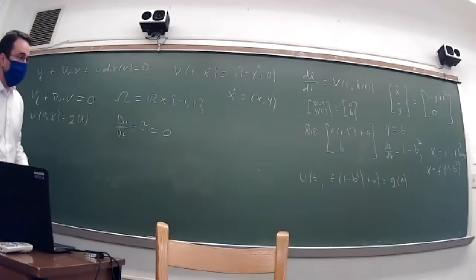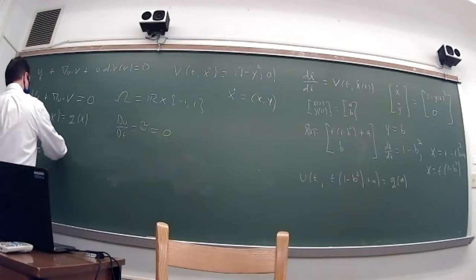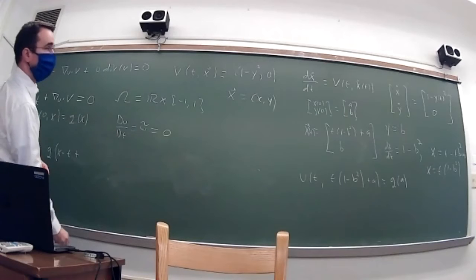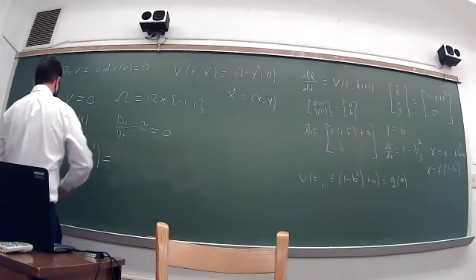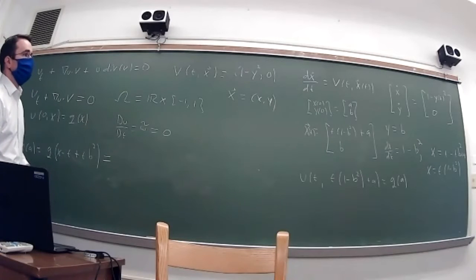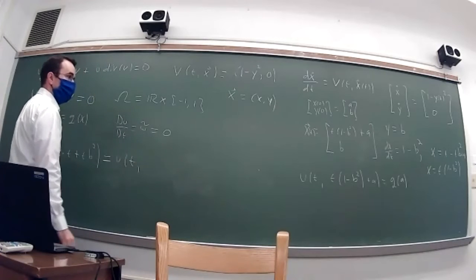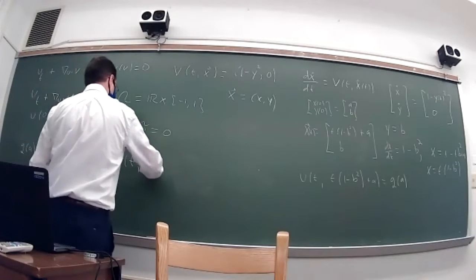So let us do that. So what do we get? A is x minus t plus tb squared. And this is now equal to u of t, x.